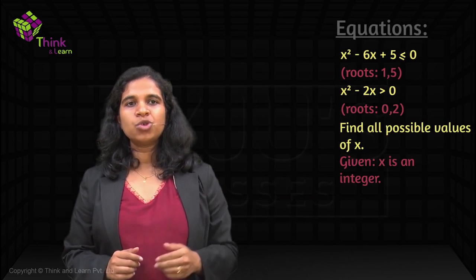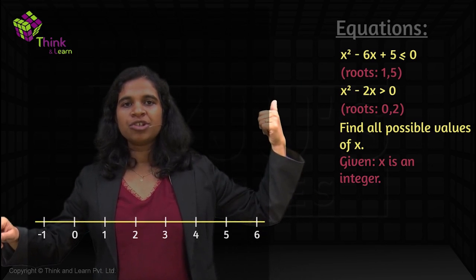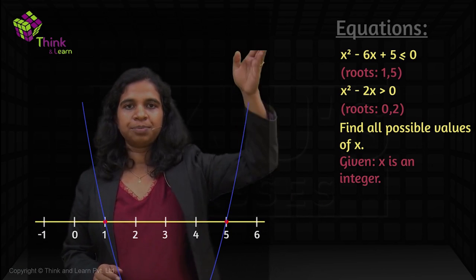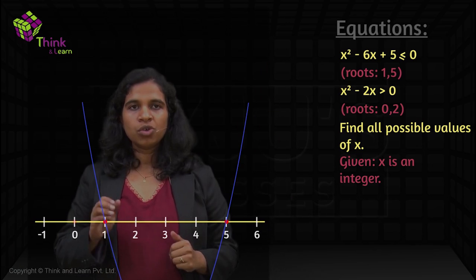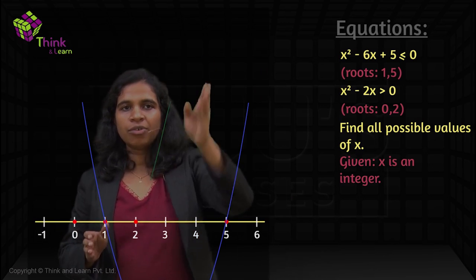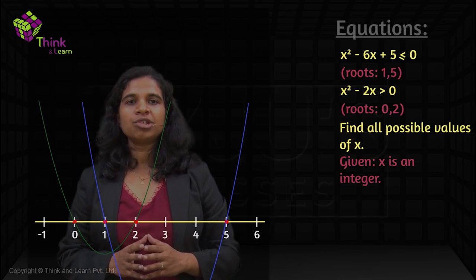So the first one has roots 1 and 5. We take the x-axis. It's upward facing because the coefficient of x squared is positive. We have 1 here and 5 here. We draw the graph. Second one, 0 and 2, so 0 and 2 we mark. Again, x squared is positive, so facing upwards. So we draw this graph. Perfect. We have both equations.